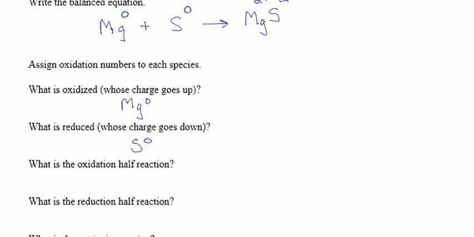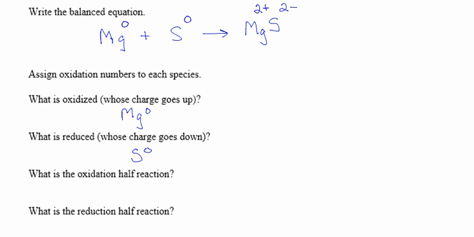When we write an oxidation half reaction, we pull out what was oxidized. In this case, it's Mg0. Mg0 turns into Mg2+. Now, oxidation, OIL, loses electrons. Just like with heat, found on the right-hand side, electrons that are lost are found on the right-hand side. And that is the half reaction of oxidation.